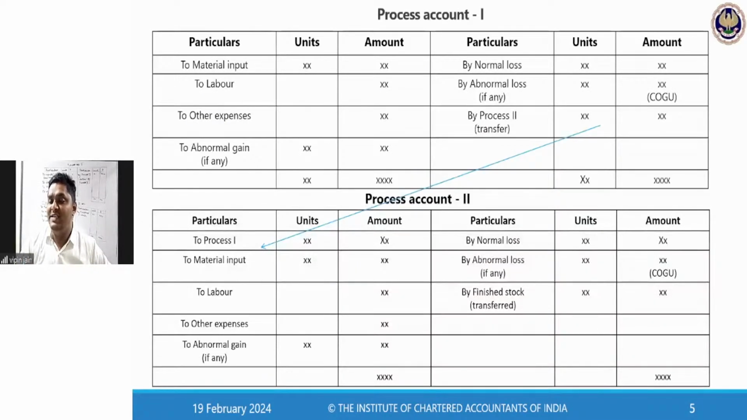Further, when talking about the basic format, material input, labor, other expenses, I'll be discussing abnormal gain, abnormal loss, and normal loss separately. However, what I've discussed till now is that the output of process first will be transferred to the next process, and it will be the input of process second. So we write to process first all the expenditures, and we are getting the final output. So this is what we have discussed till now.